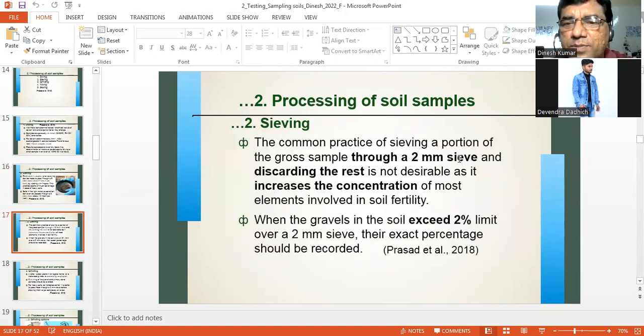The common practice of sieving a portion of the gross sample through a 2 mm sieve and discarding the rest is not desirable, as it increases the concentration of most elements involved in soil fertility. When the gravels in the soil exceed 2%, the limit of over a 2 mm sieve, their exact percentage should be recorded.